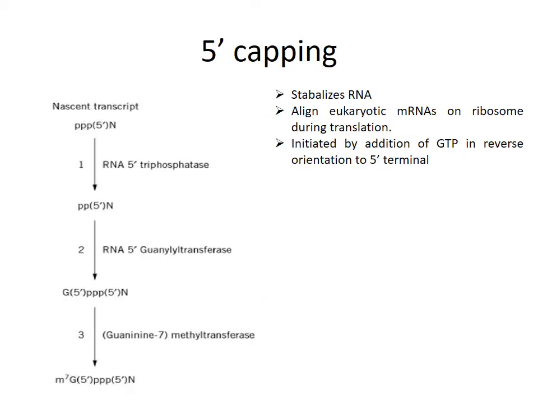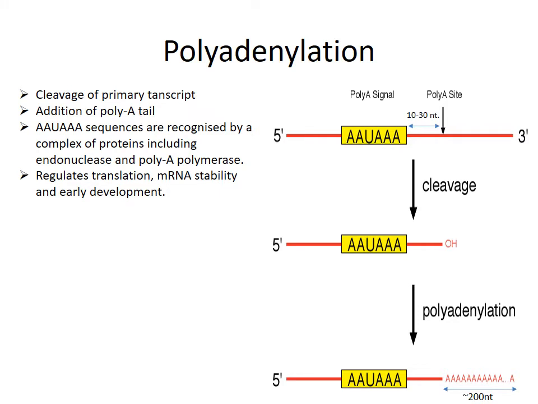This 5' capping stabilizes the RNA, and the second important thing is that it helps in the alignment of eukaryotic mRNAs on ribosomes during the process of translation or protein synthesis.